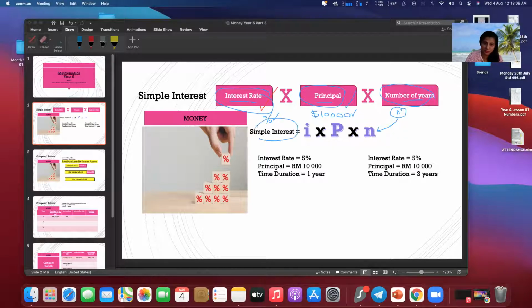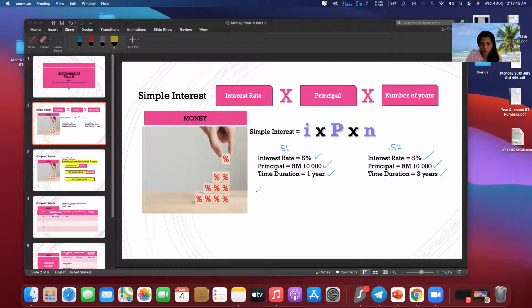So to calculate simple interest, all you need to do is take your interest rate, multiply it with the principal, and multiply it with how many years you are going to invest your money. Okay, so let's clear this and look at two scenarios. Scenario 1, interest rate is 5%, principal is 10,000 ringgit, time duration is 1 year. Scenario 2, interest rate is 5%, principal is still 10,000, same. However, time duration is now 3 years.